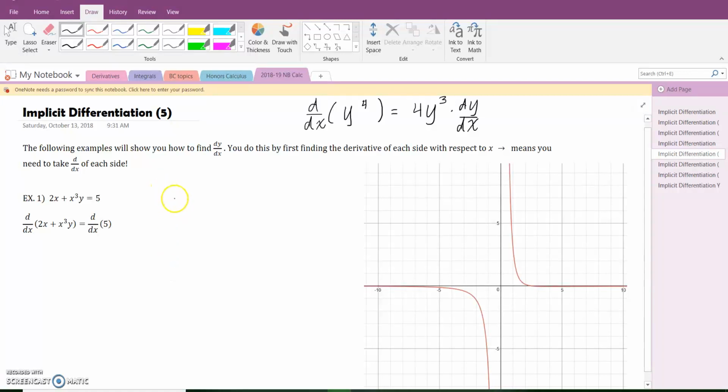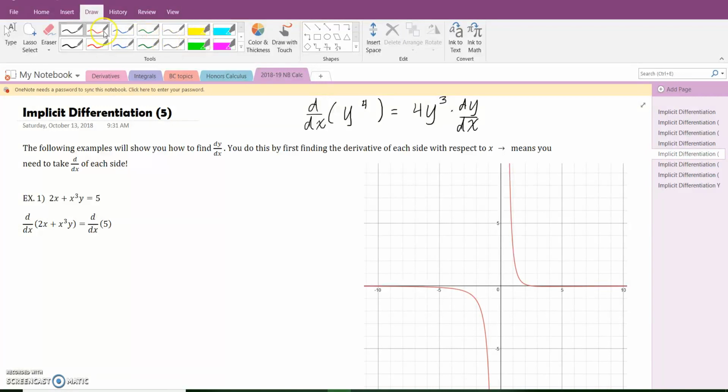Hey everyone, here is the second part of the implicit differentiation video. In this video, my main goal is to show you 3 examples just so you get the hang of the whole process, and then there'll be a couple you tries at the end for you to do, which we'll go over in class when I see you again.